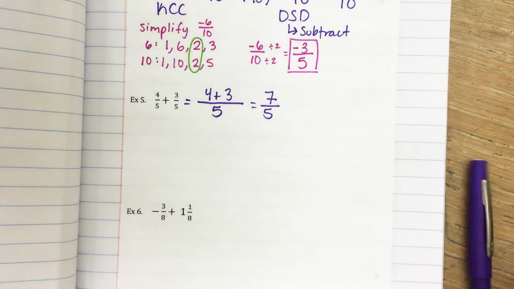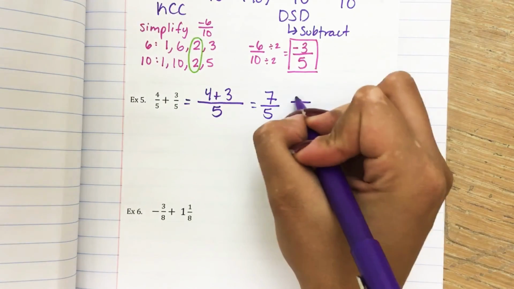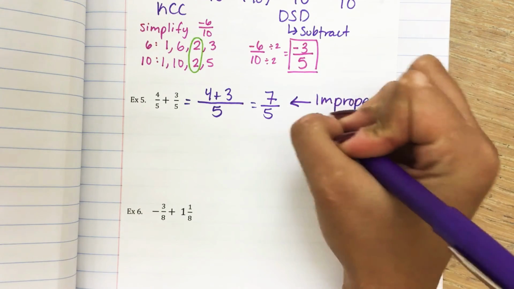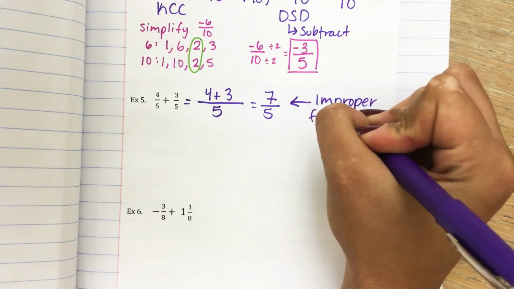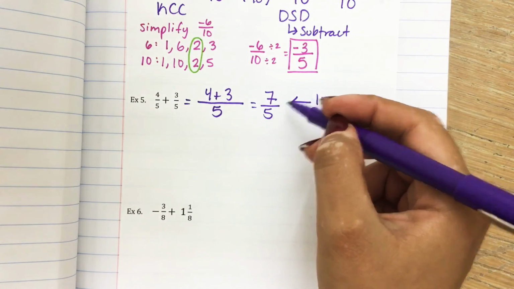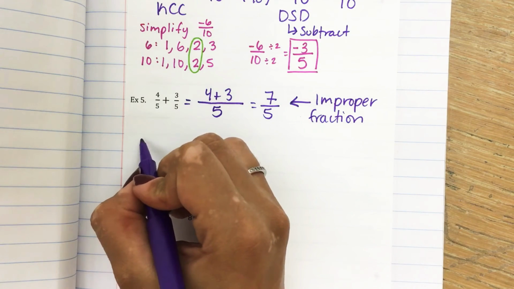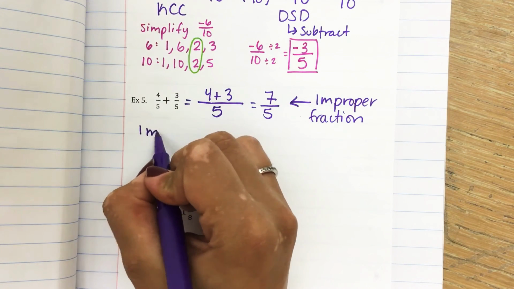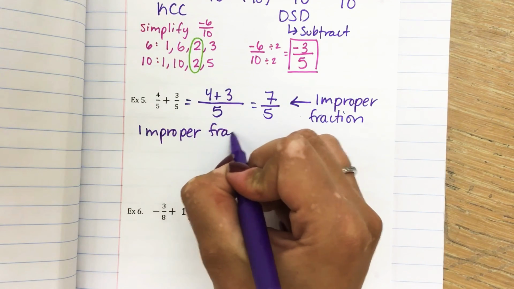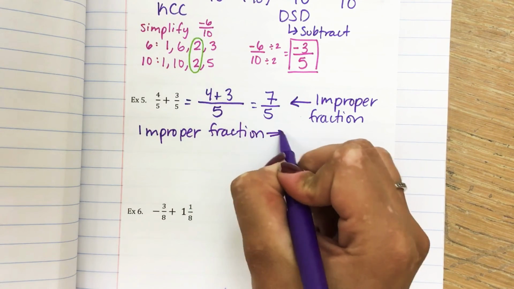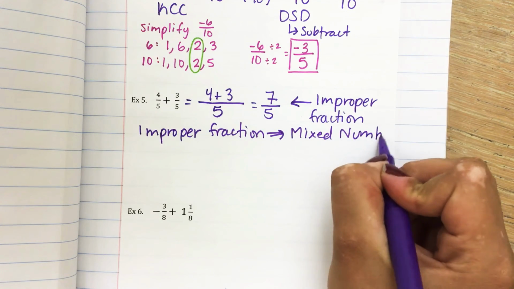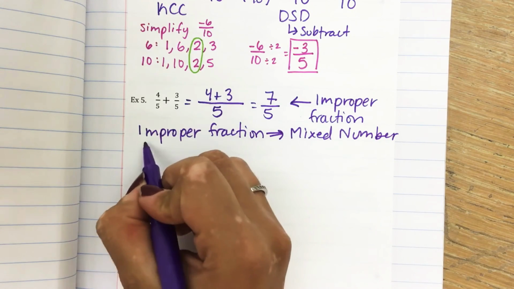However, this here is an improper fraction. And when we're doing fractions, we don't want improper fractions as an answer. So we need to change this to a mixed number. So down here, we're going to do the steps to changing an improper fraction into a mixed number. So we take the fraction 7 over 5.